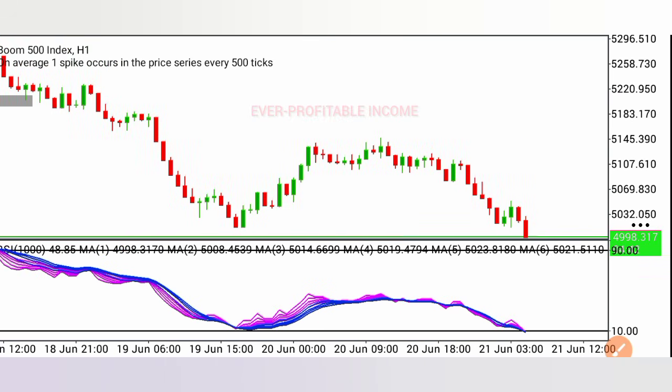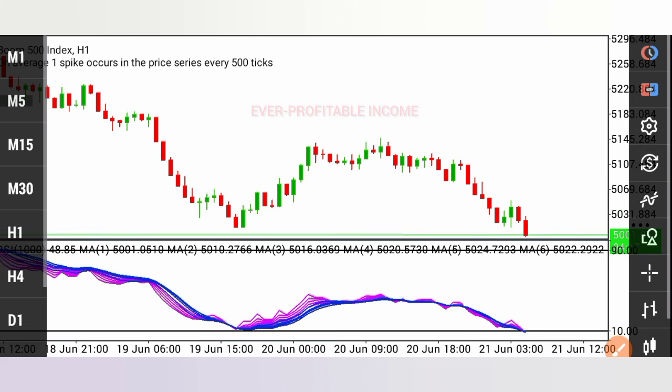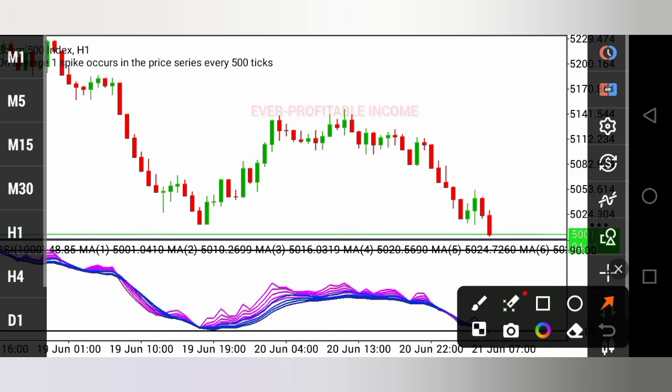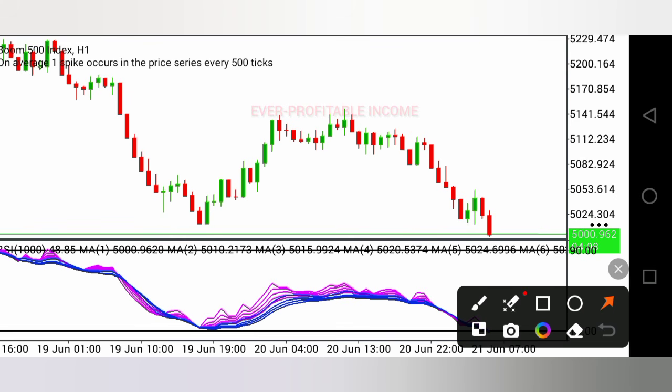This is H1. Before you use this strategy, you have to make sure that your higher time frame is trending upward if you want to catch spike. So ensure that your higher time frame in Boom is trending upward. That is, you should have something like this, not something like this.